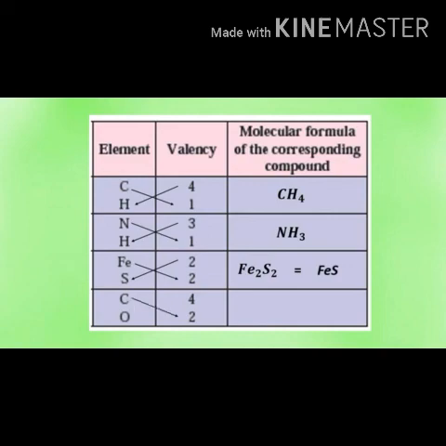Last is carbon and oxygen. So, cross multiply them. After cross multiplying the valencies, we will get C2O4. So, divide this whole by a suitable number, that is 2. We will get CO2, that is carbon dioxide.